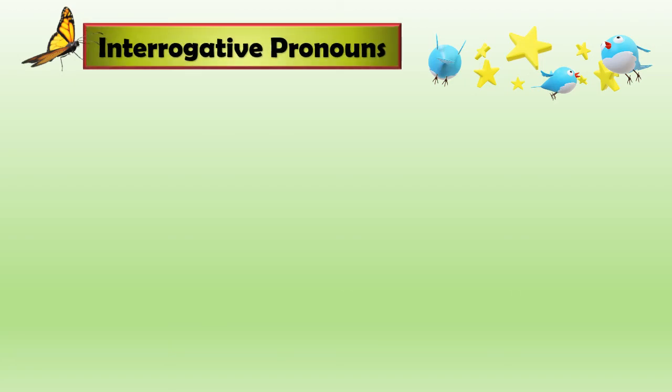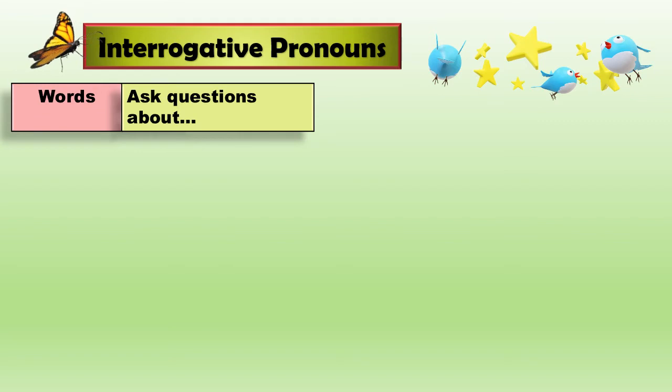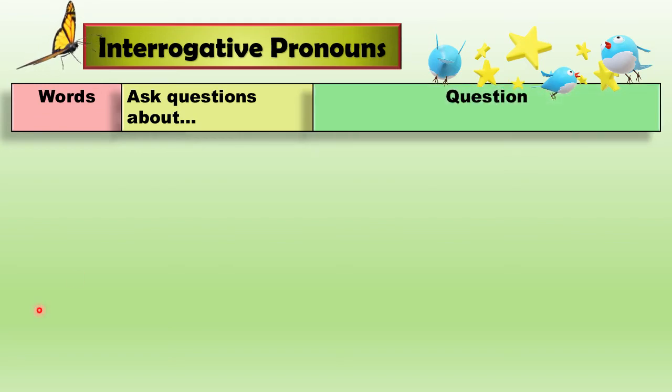Now children, let's know a little more about interrogative pronouns. To make this clear, I have taken here three columns: words, ask questions, and questions. In the first column, I'll be taking words that help us to know about things or about a person. I'll be taking those interrogative words in pronoun that help us to know more about a thing or person.